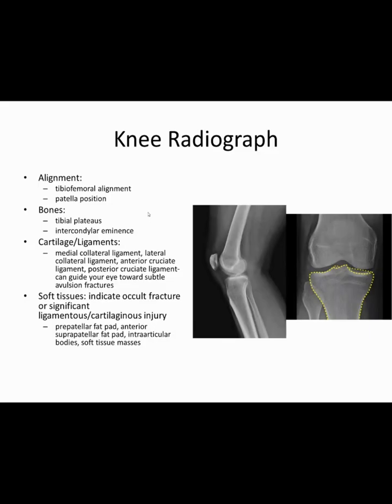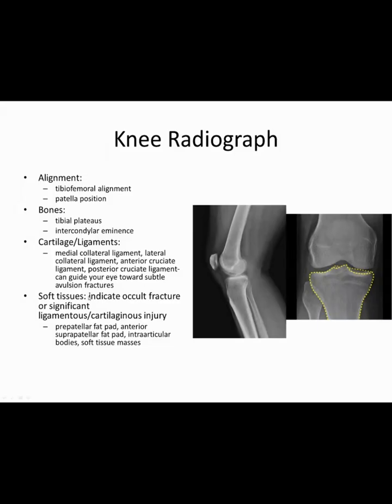Next, when you think of the cartilage and ligaments, you can think of all of the attachment points around the knee for the different ligamentous structures, and that is why knowing your anatomy is so essential in radiology and in radiograph interpretation. So if you know the normal attachment points of structures like the medial collateral ligament, the lateral collateral ligament, the anterior cruciate ligament, and the posterior cruciate ligament, it can help guide your eye towards subtle avulsion fractures that may otherwise be missed.